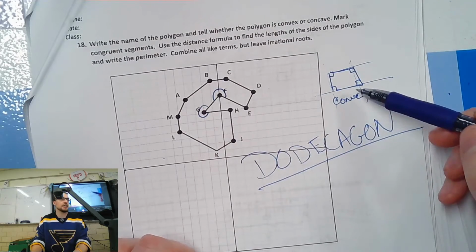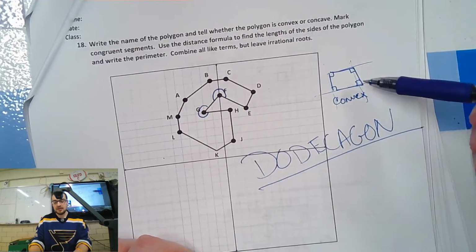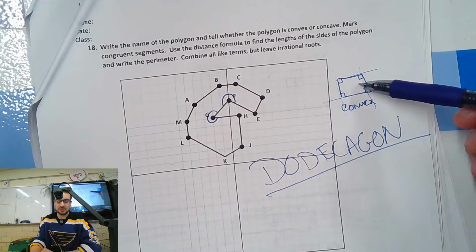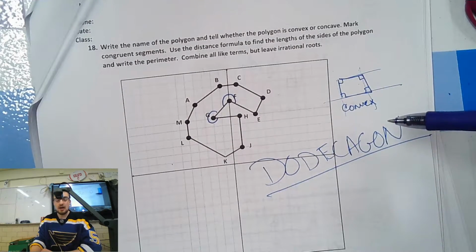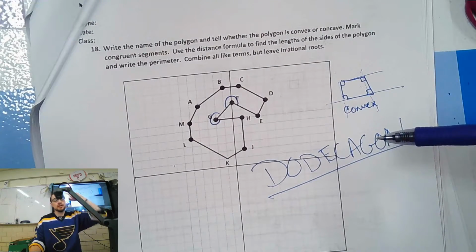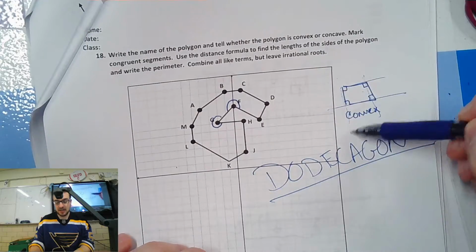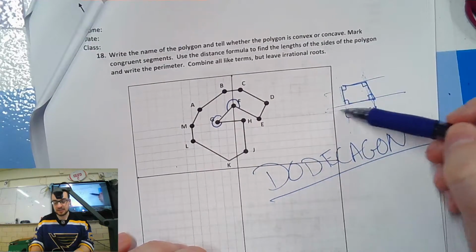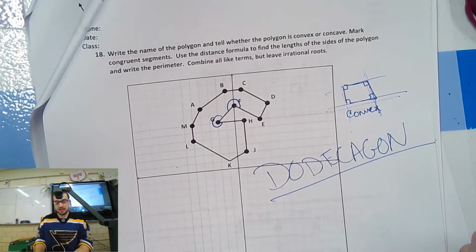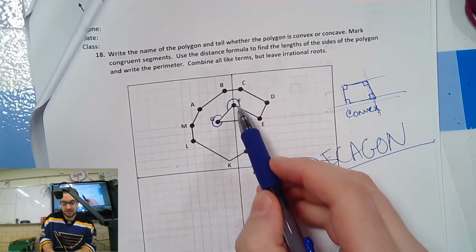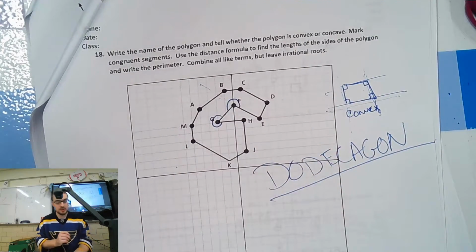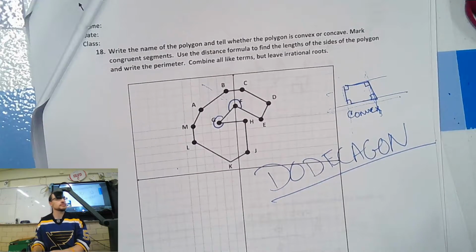Here's an example of a convex shape, because all of those were concave. This is convex because all the angles on the inside are less than 180. Also, a fun way to tell real quickly: if you extend the lines of the shape and none of them go inside the shape, then it's convex. If they extend inward, like if I extended this, it would cut through the shape, then it's concave. It's another way to think of it.